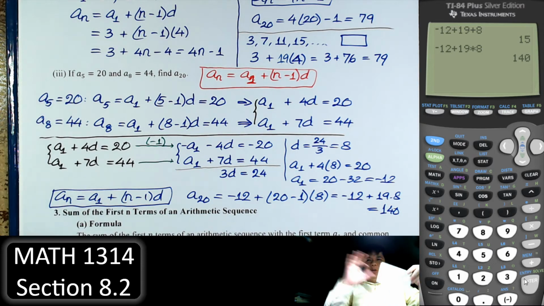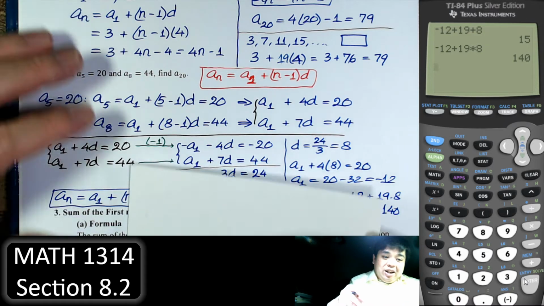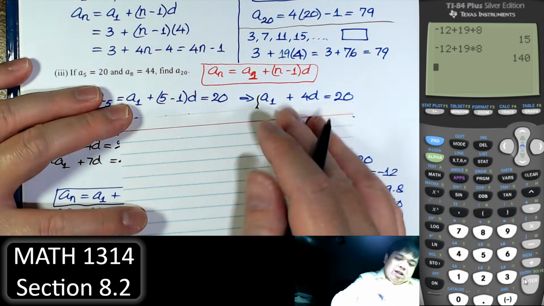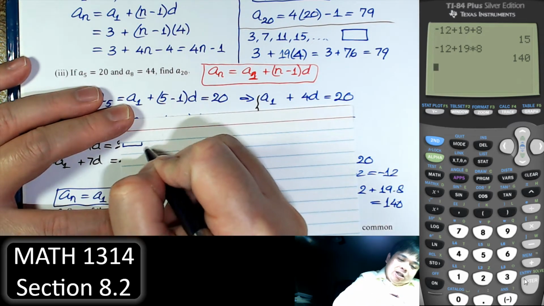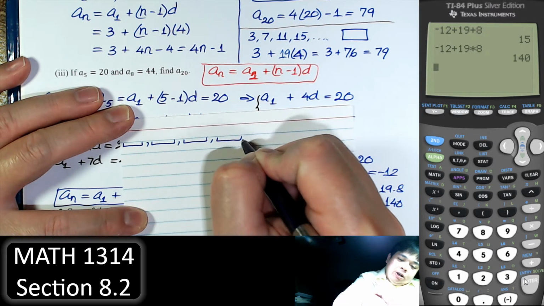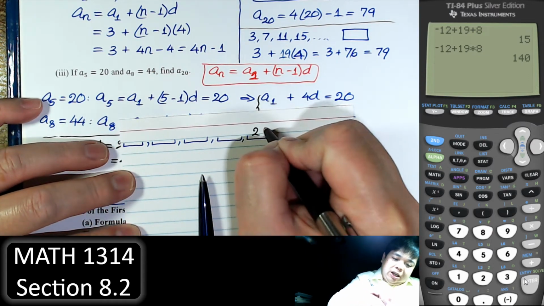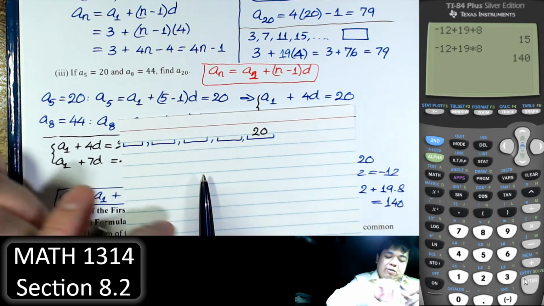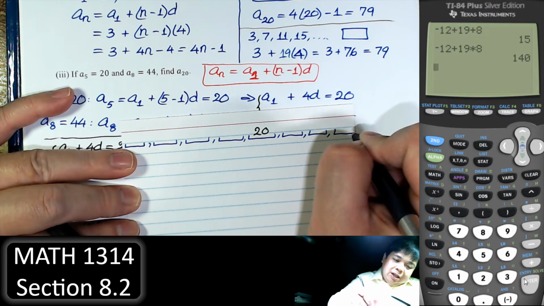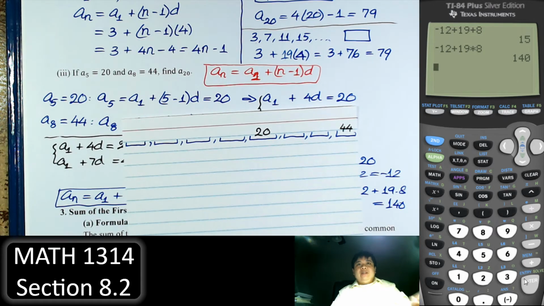Another way to do that is forget about all the formula. Stick to the fundamental, just reasoning, right? Think about this. We have the fifth term, so let's try to write out. First term, second term, third, fourth, and this is the fifth term, which is 20. 1, 2, 3, 4, 5, 6, 7, and the 8th term is 44. Right, so that's what we have.